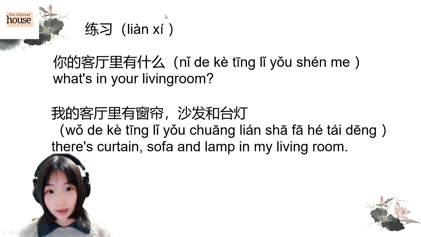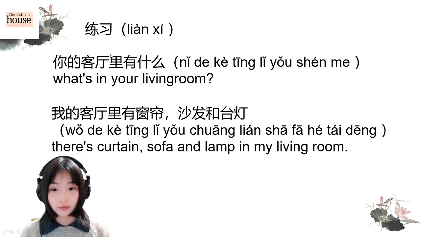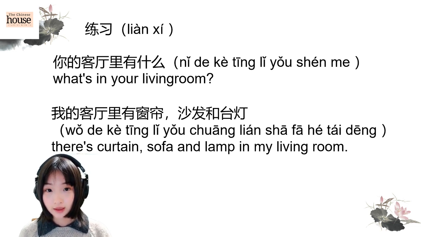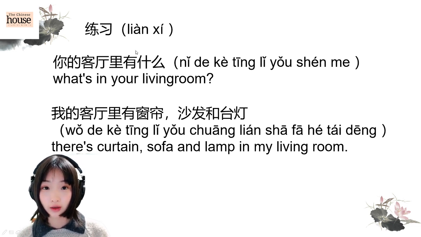It's time for the exercise. 练习, exercise. First, what's in your living room? 你的客厅里有什么? We have learned this kind of expression in the last course. So, 你的 is your, 客厅 living room, 里 in, 有什么 what's. So, what's in your living room? Be aware of the order of the words.